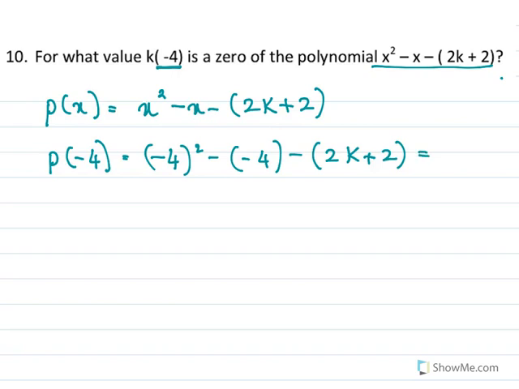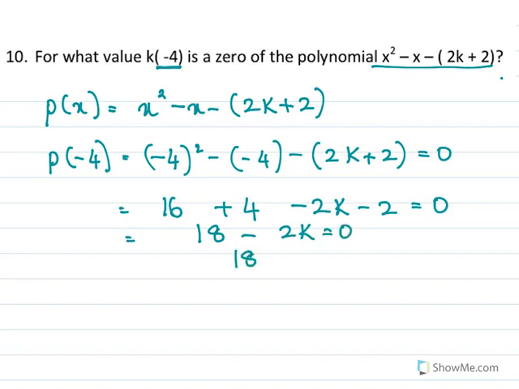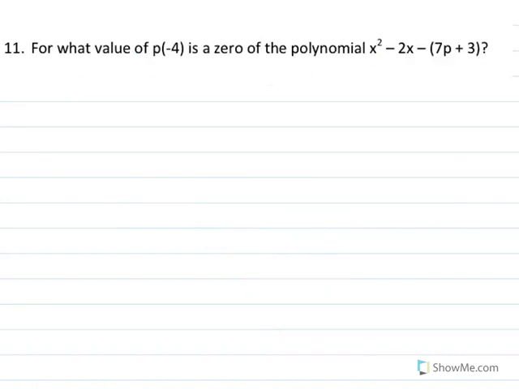2k plus 2, and this will be equal to 0. So this is 16 plus 8, open the bracket, equals 0. So 16 plus 8 minus 2, and here we get 4 plus 4. So this will be 18 minus 2k equal to 0, 18 equal to 2k, so k is 18 by 2, k equals 9.